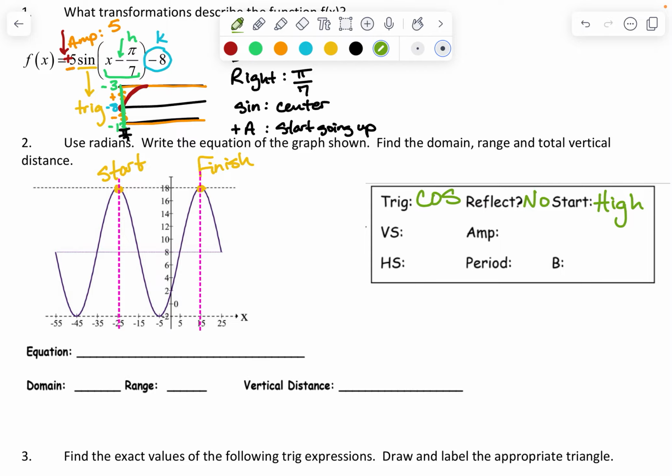Now, vertical shift. Vertical shift is going to come from my midline. In this case, my midline is at +8, which means this graph has been shifted up 8. Amplitude is the distance from the midline to a peak, which goes from 8 to 18, or from the midline to a trough or valley, which goes from 8 to -2. So since it goes up 10 to get to a peak and down 10 to get to a trough, my amplitude is 10.